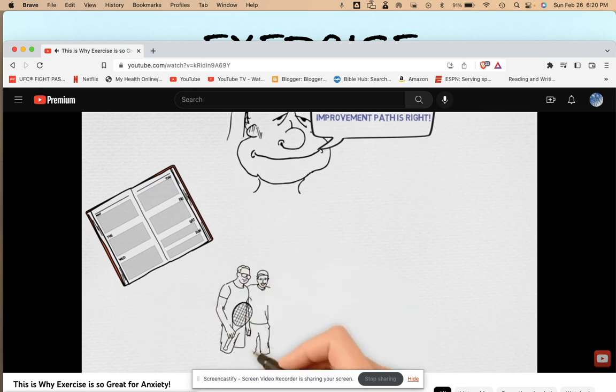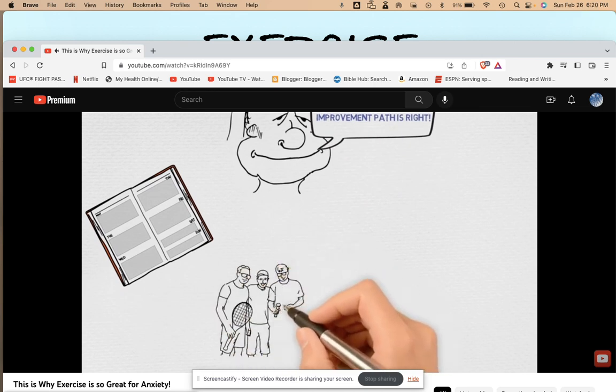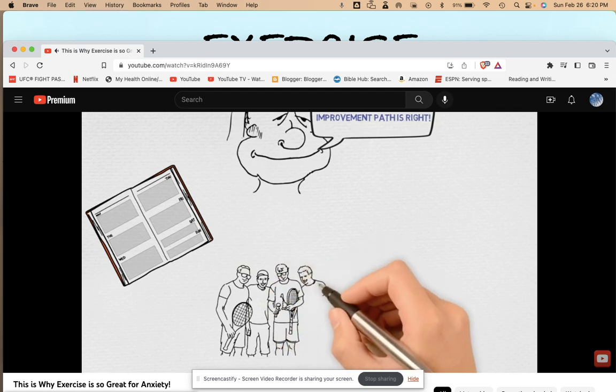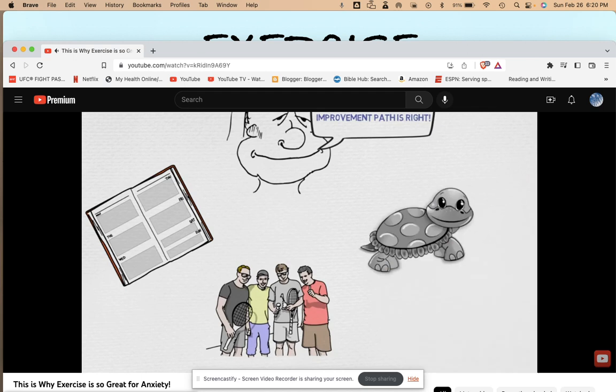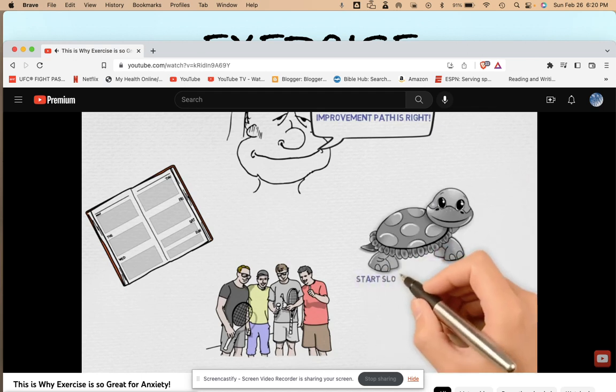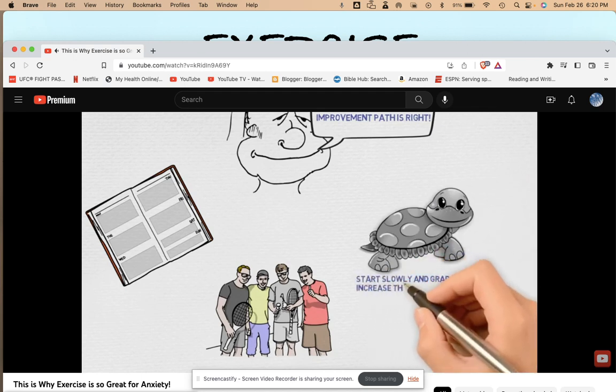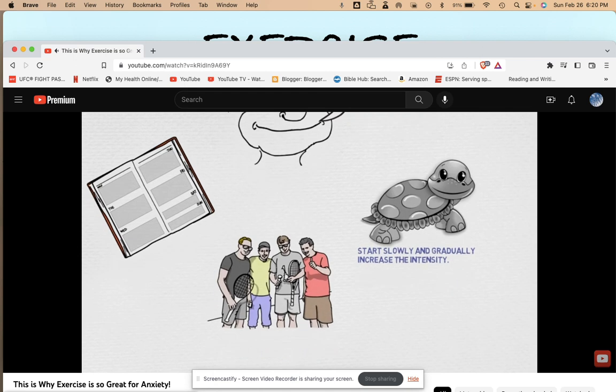First, find an activity that you don't hate and hopefully enjoy. Don't do it just for the health benefits. Once you have found something you can imagine doing, start slowly and gradually. Don't go ahead and start running 10 kilometers every day. You'll be burnt out and demotivated in no time.